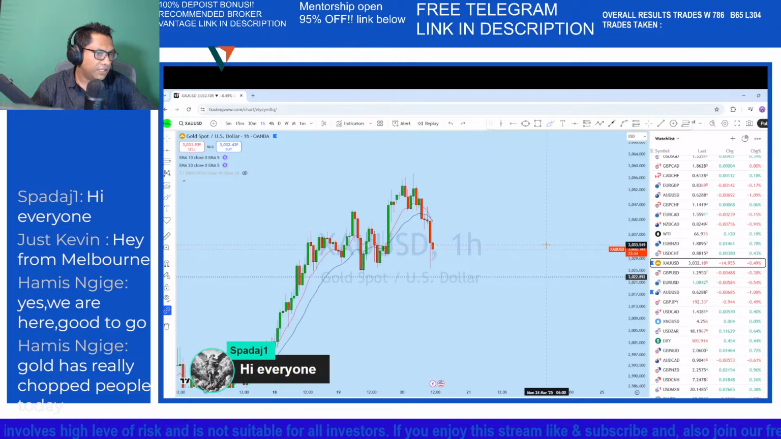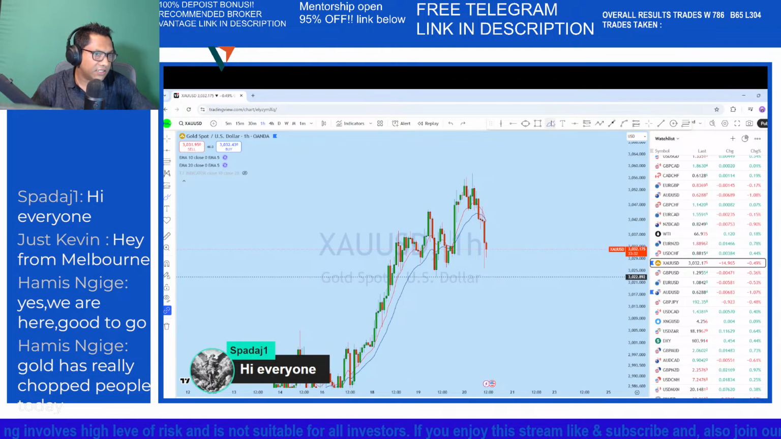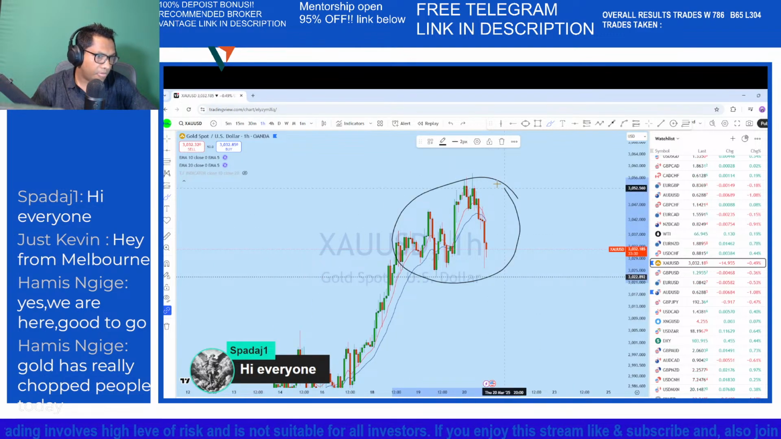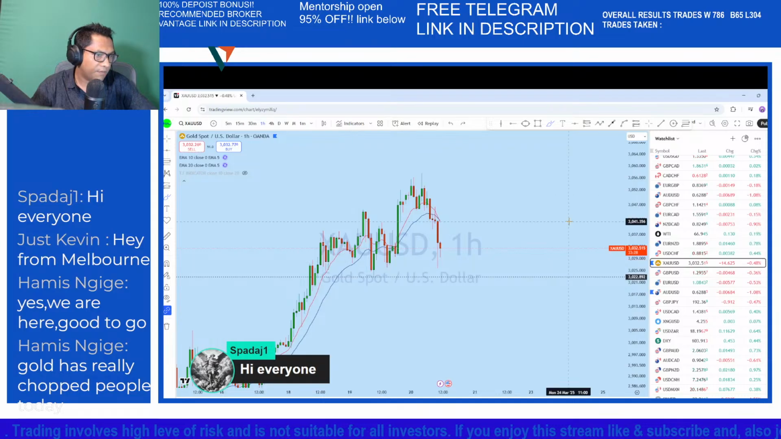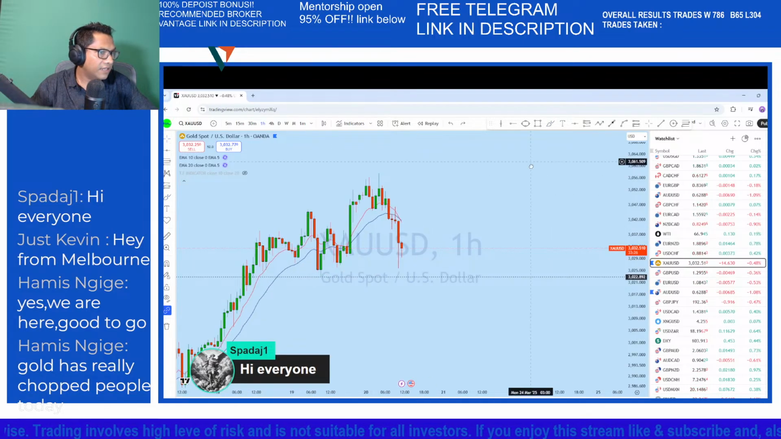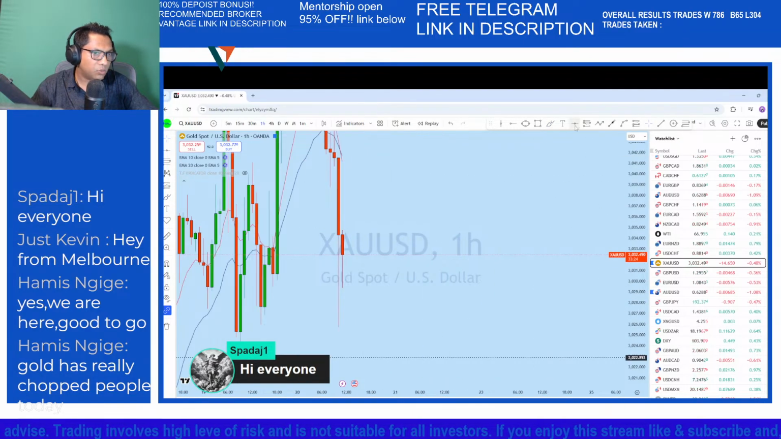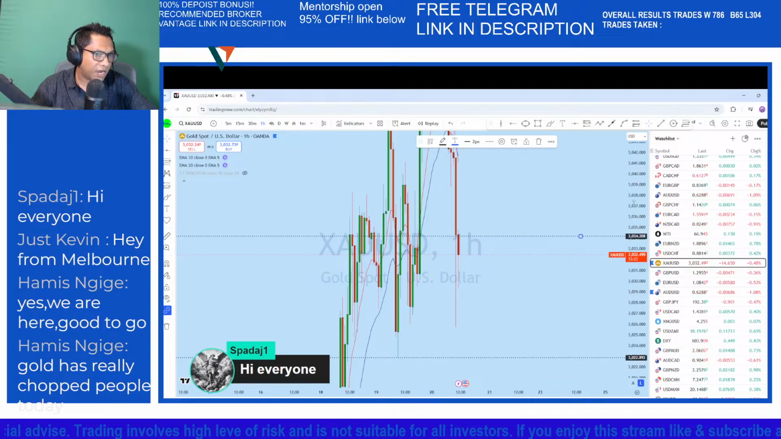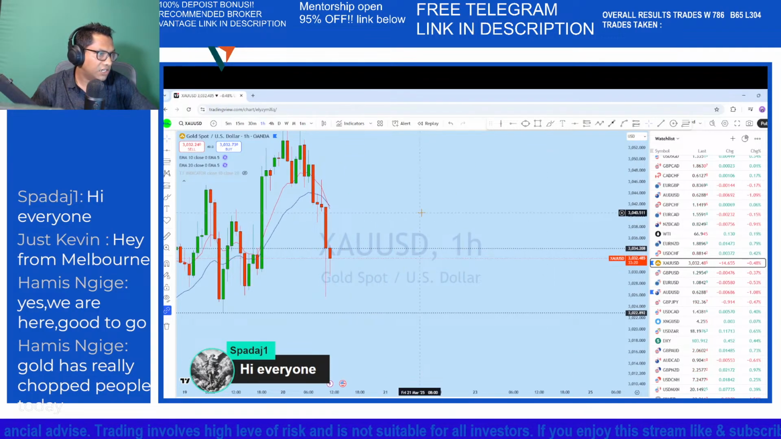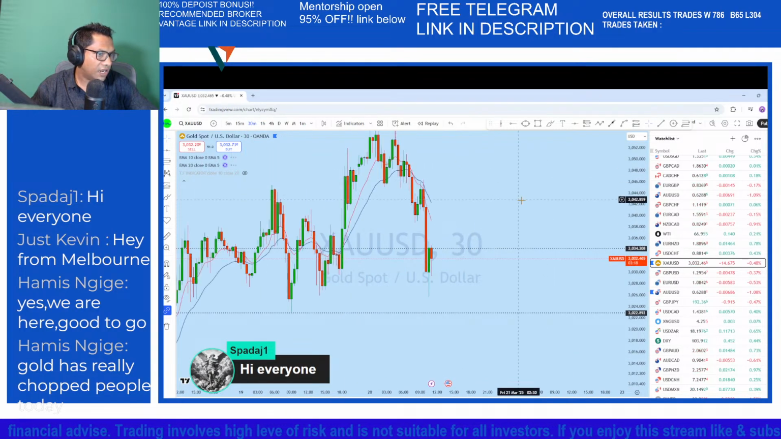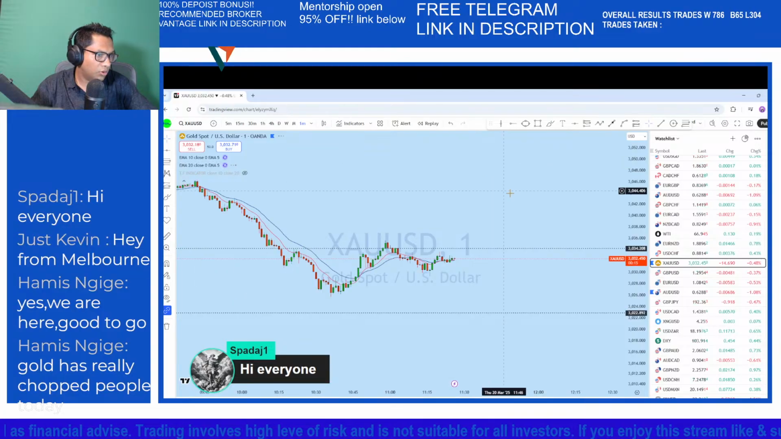So currently we can see this market where the price is sideways, and in that sideways market we can expect this price to retest and then reject again towards the downside to create a new lower low in this market.